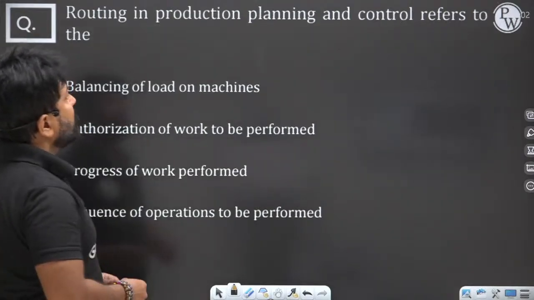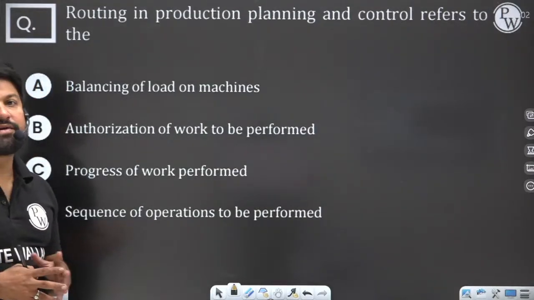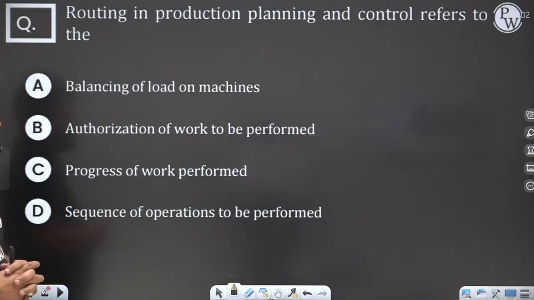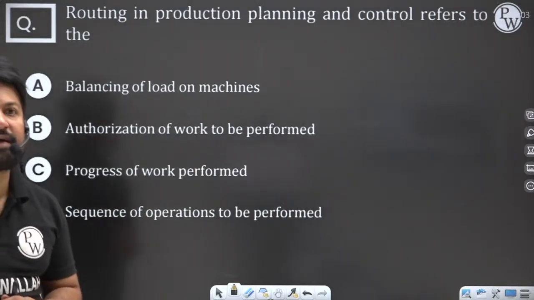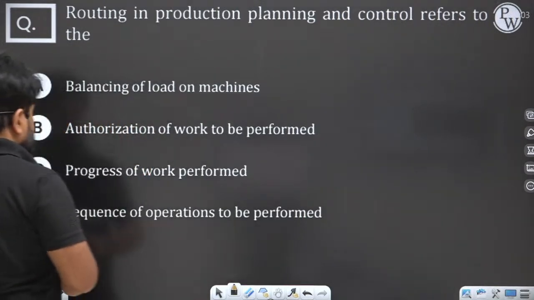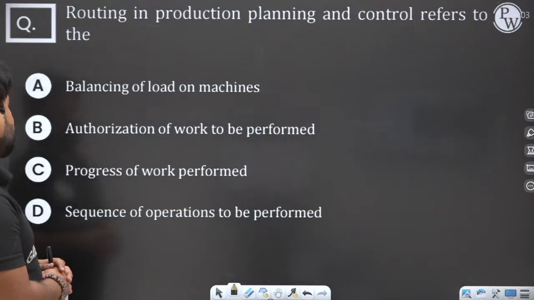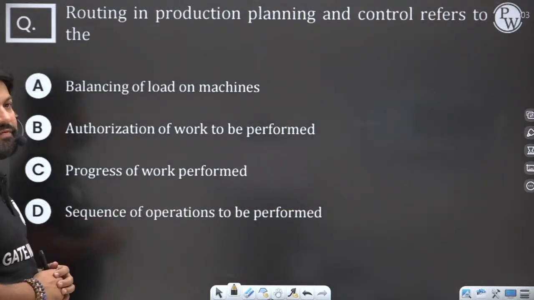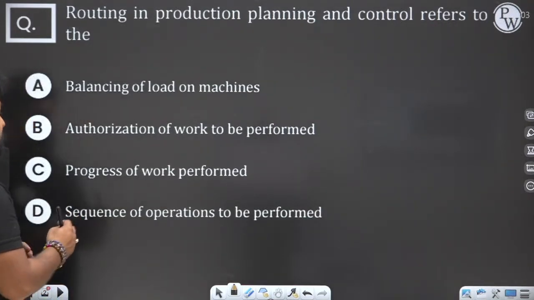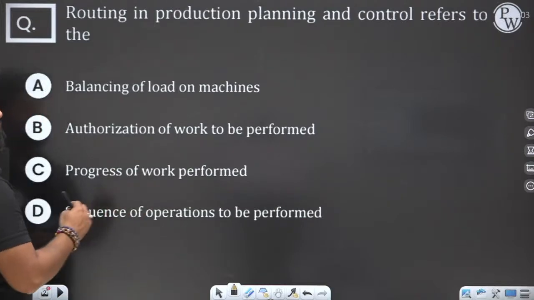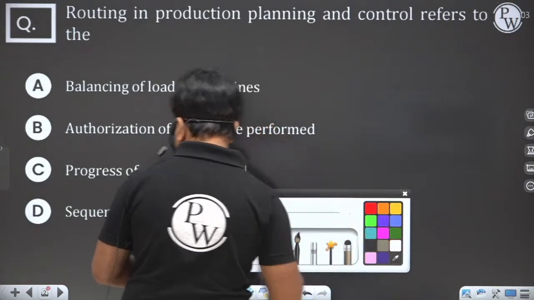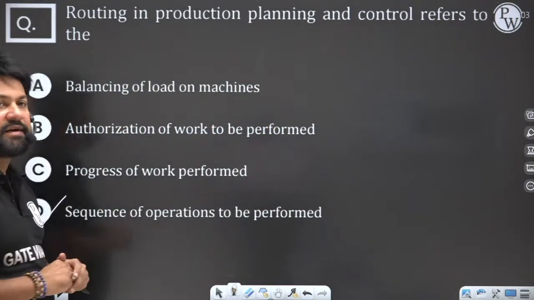Routing in production planning and control refers to what? Yes, what does it refer to? That is D. I'm not able to see your answer, yes, it's option D. Very good. Basically routing is the sequence of operations to be performed. We have to arrange some sequence of the operations so that the operations can run very smoothly, right? So this is the right answer. Option D is the correct answer.